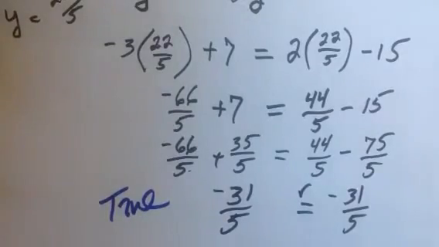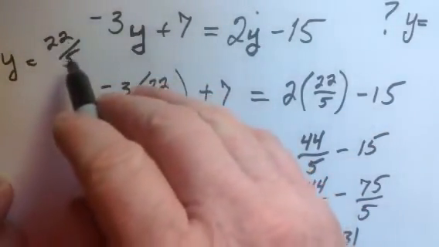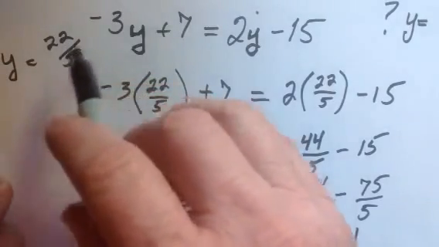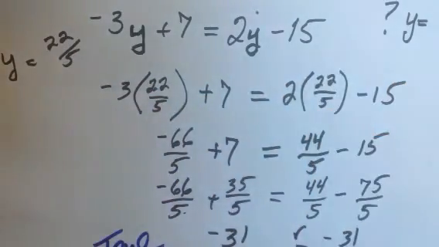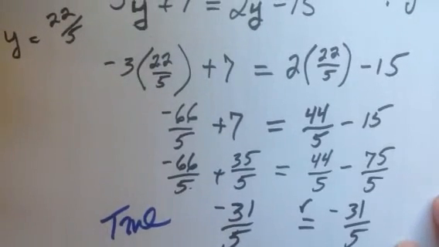So it turns out that a value of y equals 22 fifths, or 22 over 5, does satisfy this equation. So that's one of the solutions. It may not be the only solution, but it is one of the solutions. So the answer to the number 12 exercise is true.